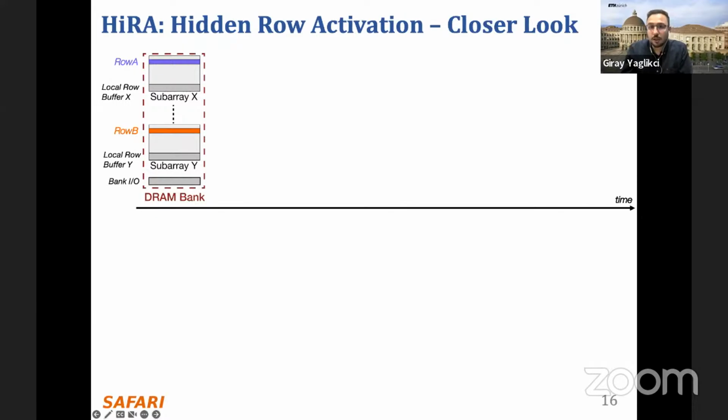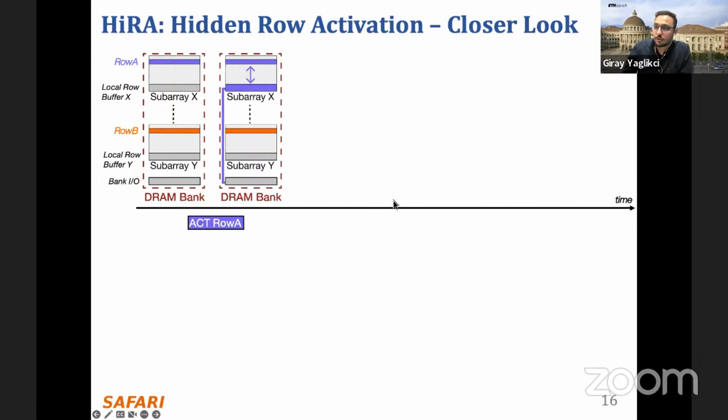Now I will go through this HiRA operation in a little bit more detail. Here again, you see a DRAM bank with two different subarrays and two different rows in different subarrays. We will see how it works on a timeline. When we send a row activation targeting row A, what it does is basically it connects row A. I hope you can see my pointer. Is my pointer visible?